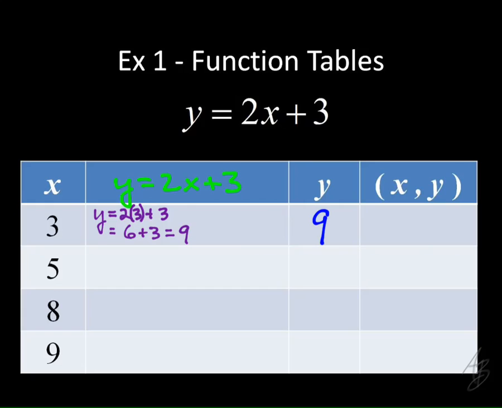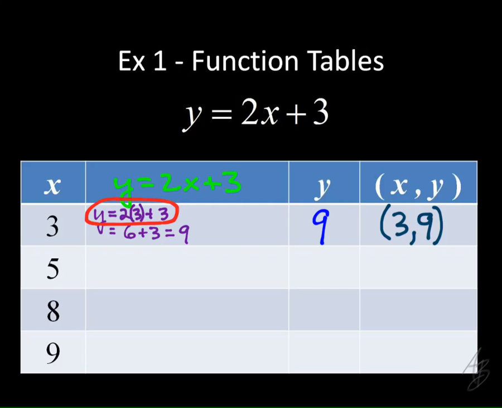Now once we get that, what do I put in this box over here, in this column? I'm going to write the ordered pair. Now be careful here. The ordered pair has to have a few things. I can't just put 3, 9, but what else do I need? I need a comma to separate them, and I need the parentheses around it. Without the parentheses, it's not an ordered pair. So I would like you to go ahead and try to do the 5, the 8, and the 9 on your own.